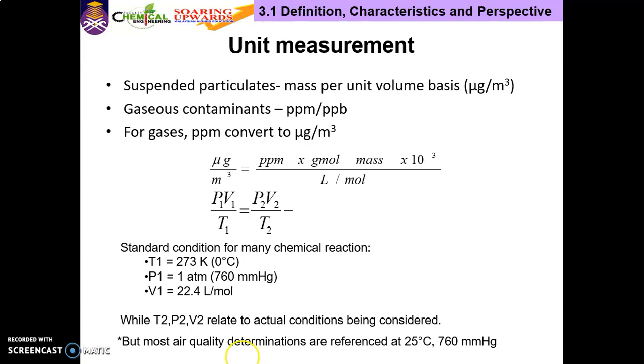Okay, so this is some of the calculation involved. Okay, if you want to convert the concentration for gases in ppm, convert to microgram per meter cube. Okay, so this is the calculation. And then standard condition, V1 over T1 equals V2 over T2. Okay, so reference at 25 degrees C and 760 millimeter mercury.